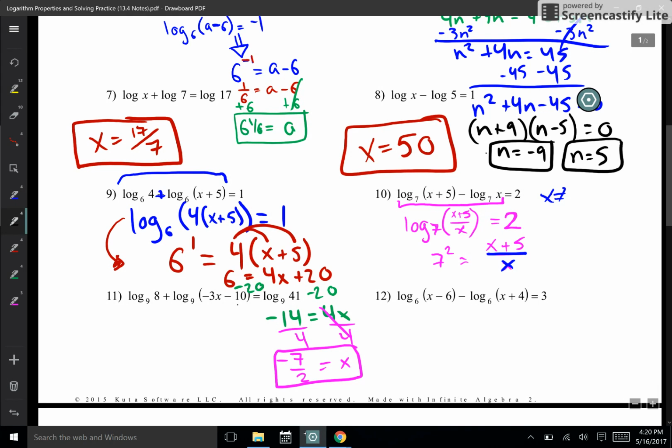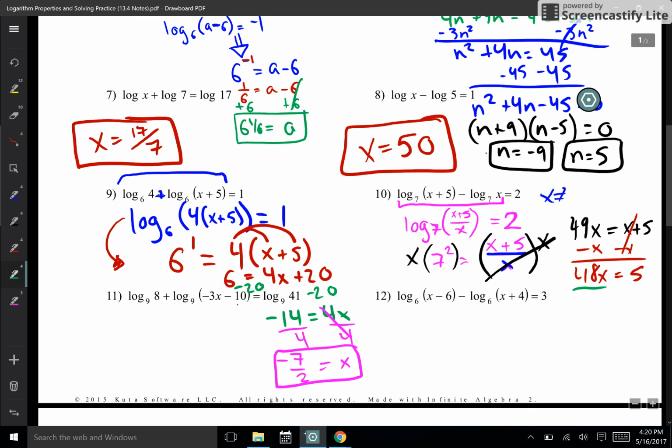First thing I would do is multiply both sides by x, so I can get rid of that denominator on the right-hand side. And I'm going to be left with x times 7 squared. Well, 7 squared is 49. 49x is equal to x plus 5. From there, we get all the x's on one side, so subtract x from both sides, and you get 48x equals 5. And now I would need to divide both sides by 48. And I get x is equal to 5 over 48, or whatever that decimal equivalence is.